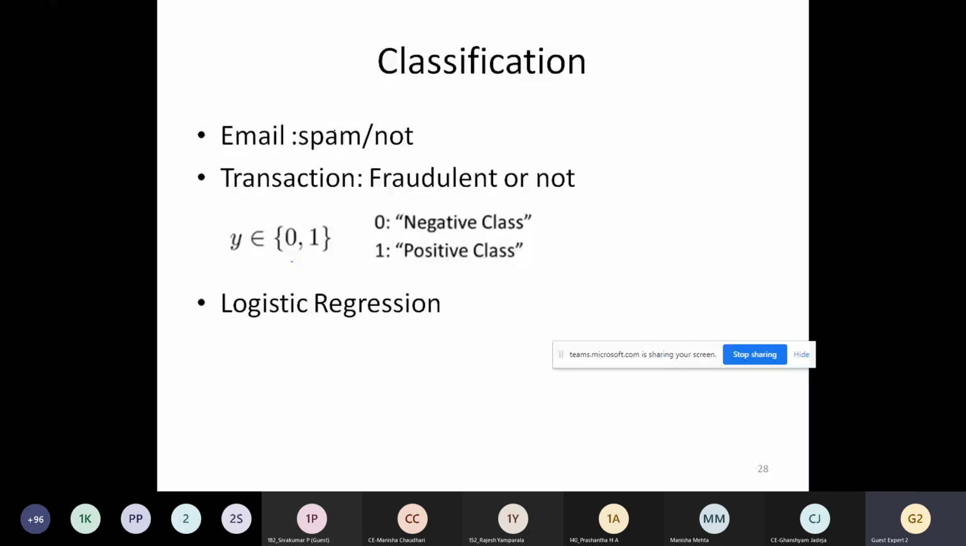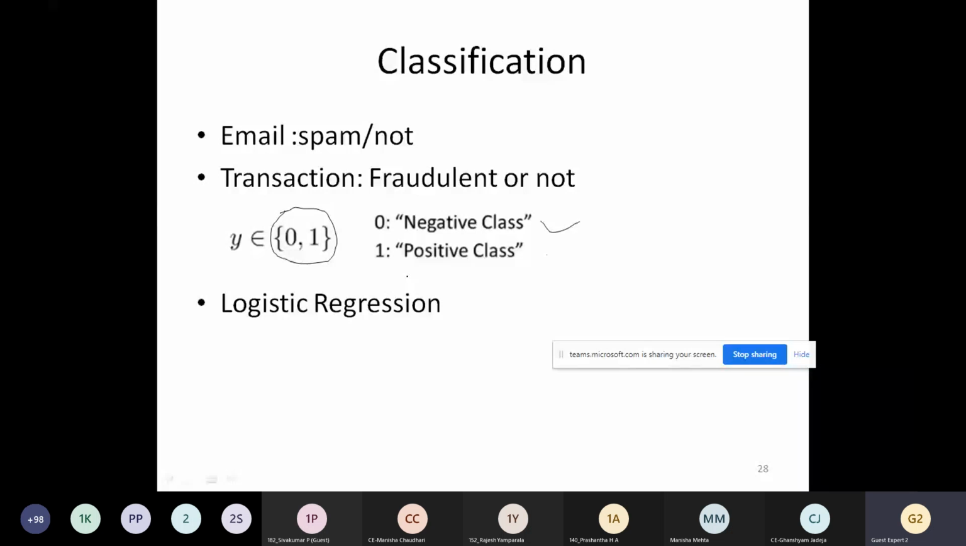Now, during our discussion, I will discuss binary classification only. Binary classification means you have only two classes, class 0 or class 1. If I want to classify whether an email is spam or not, I may use 0 for spam email and 1 for not spam email, or I may use 0 for not spam and 1 for spam. So this is what classification is.